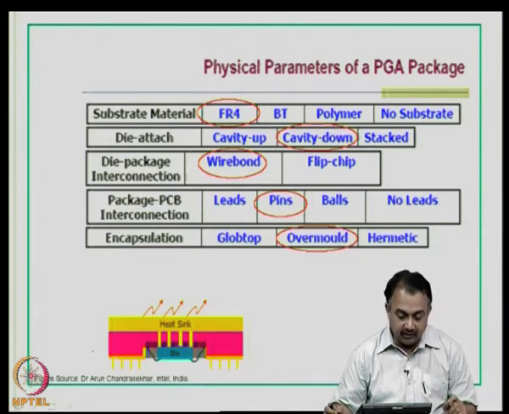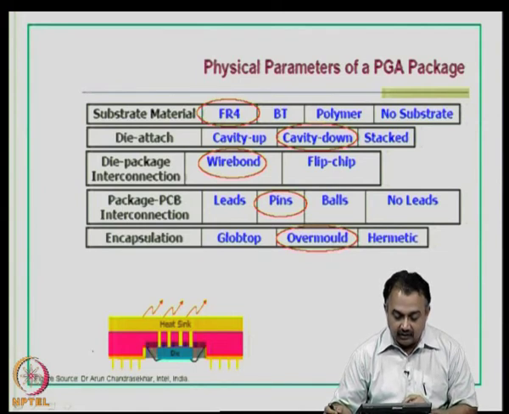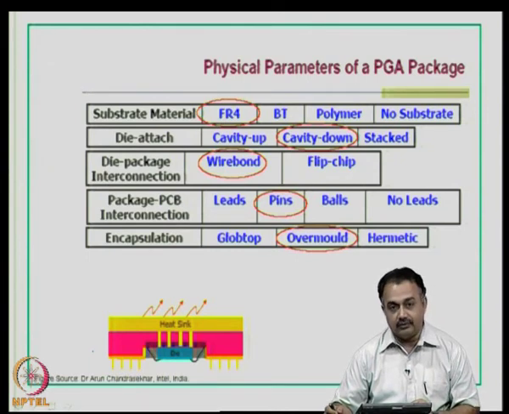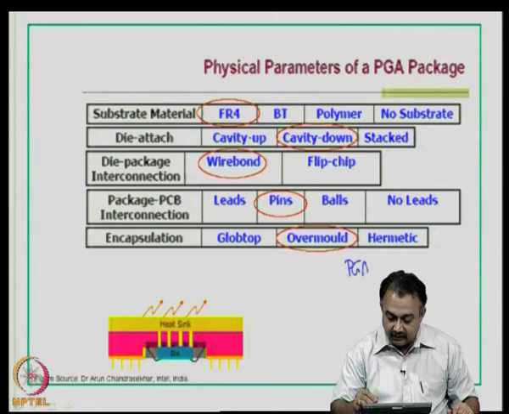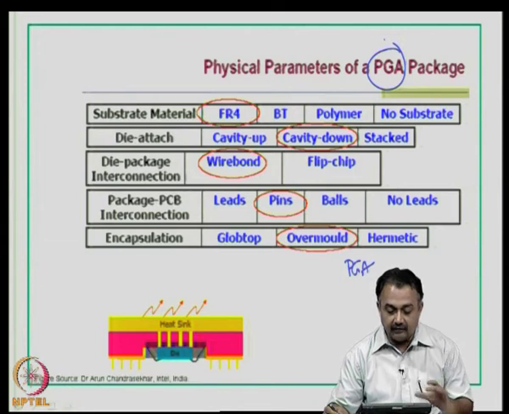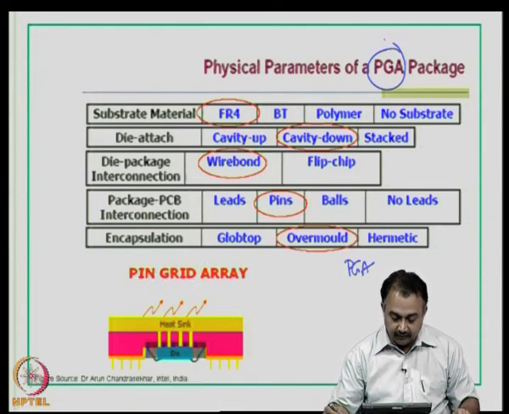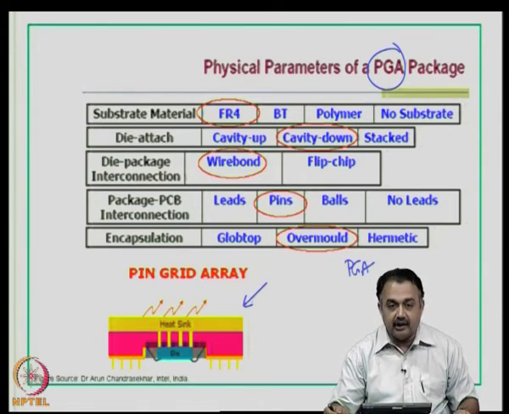assume that there is a substrate material in which we have used an FR4, the die attach is a cavity down configuration, wire bond is the die to package interconnection in this particular package, we have used pins to connect to the PCB, and overmold is used. So, if I ask you to identify this package, you should be able to come up with the answer that this is a PGA. So, a PGA, you can easily identify these 5 parameters. Okay. So, this is the cross section of a pin grid array with a cavity down.